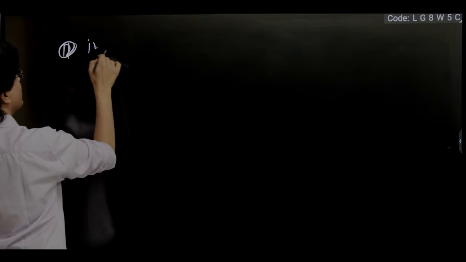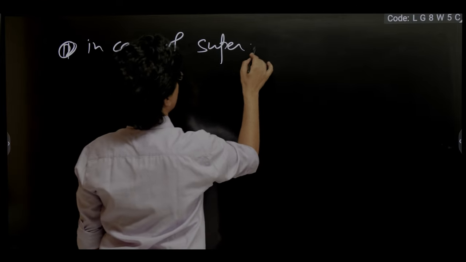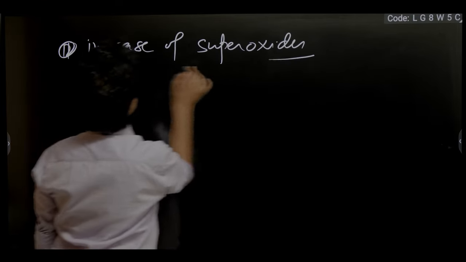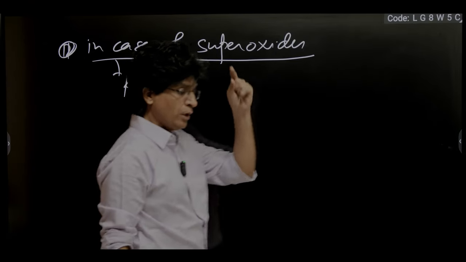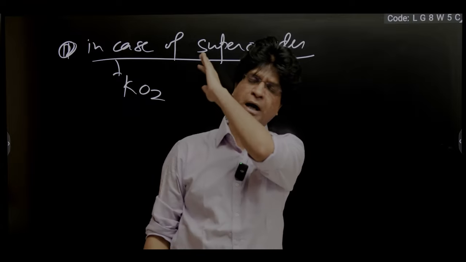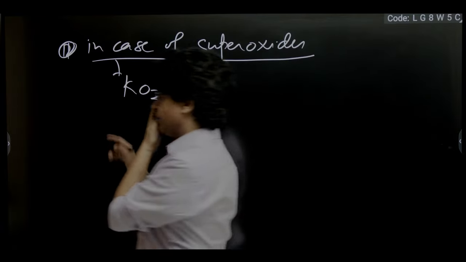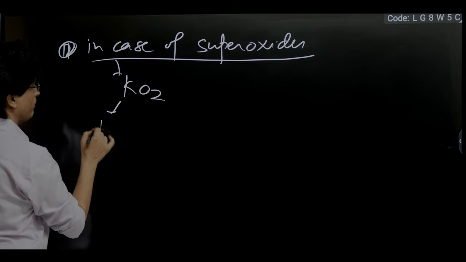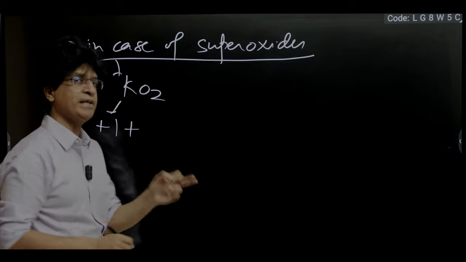Also, second case is there for this one. Second case, in case of superoxides, for example, KO2. Keep in mind, group number 1 elements are always found in plus 1 oxidation state in any compound. So this K will be plus 1, and let us assume the oxidation state of oxygen is X.